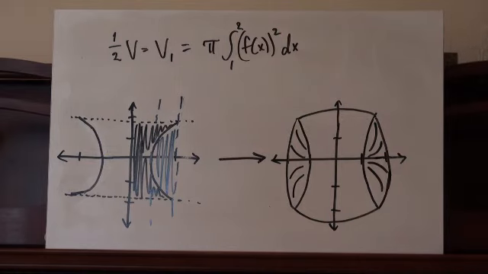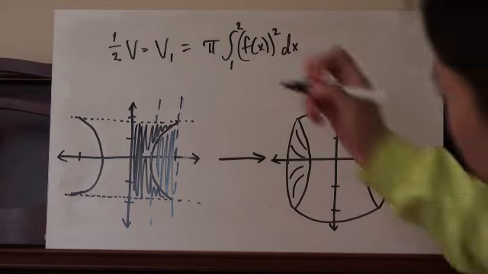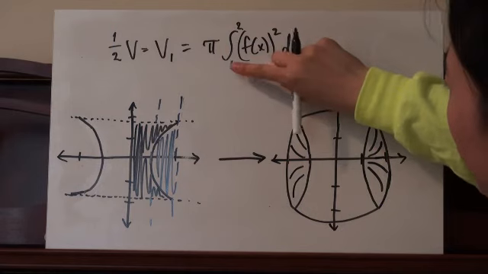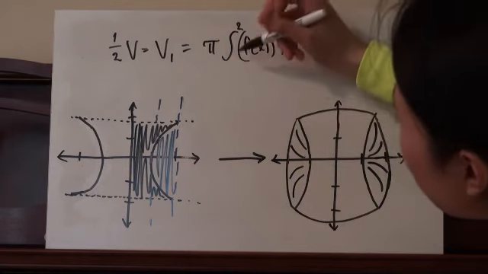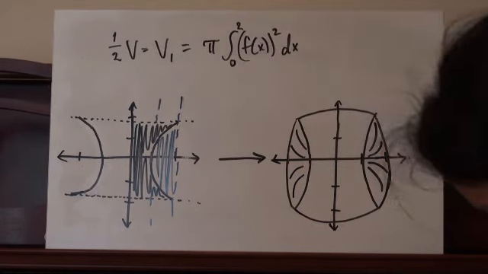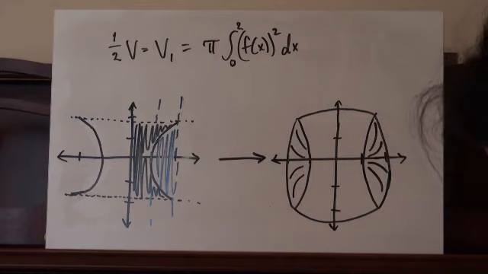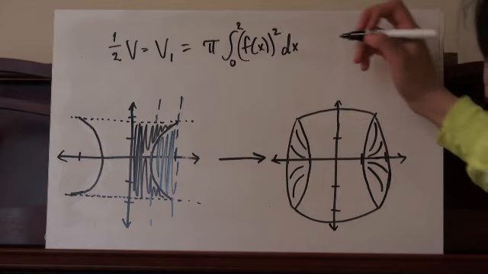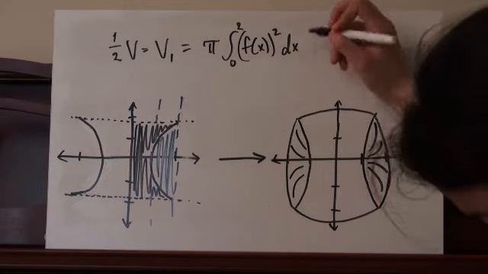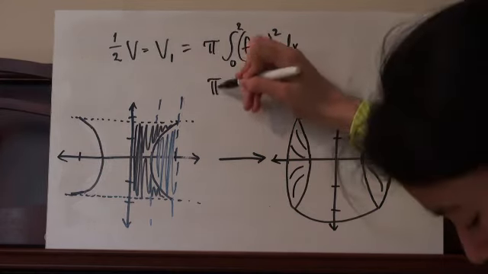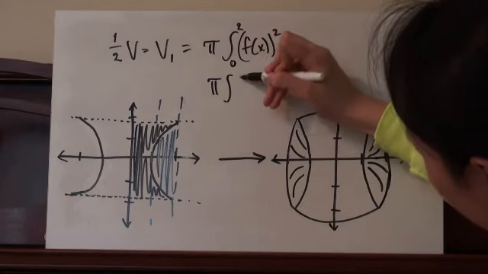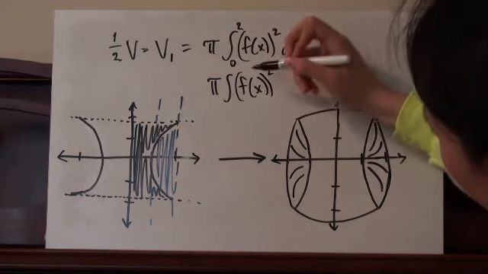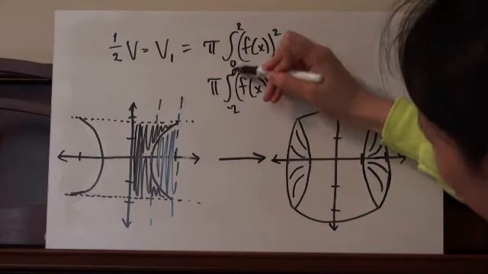To find the volume of the right half, we should use the equation pi times the antiderivative of f of x squared on the interval from 0 to 2. To get the entire volume of the solid, we need to add V2, which would equal pi times f of x squared on the interval -2 to 0.